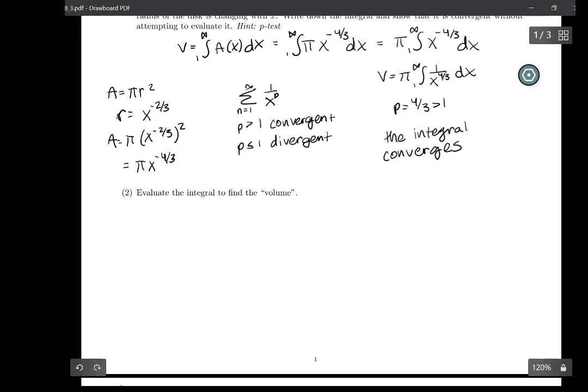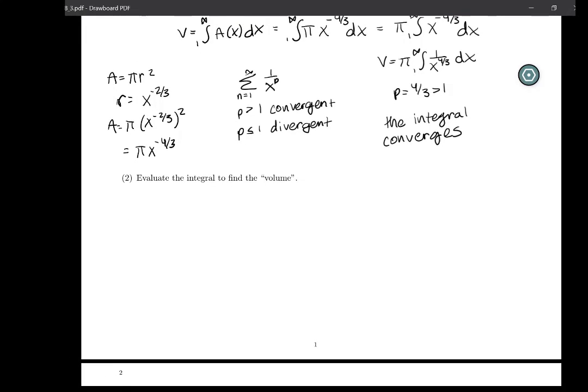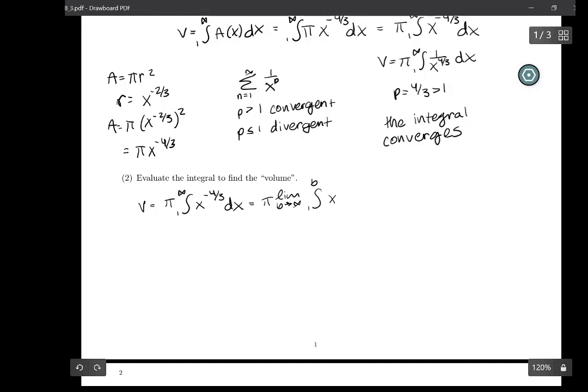So the second part of the worksheet wants us to evaluate our integral and find the volume. So we're evaluating the one we just wrote, x to the negative 4/3 dx. This is an improper integral, so I need to write it as a limit. The pi doesn't affect the limit either, so I'm going to go ahead and also pull that out to the front. Now we're going 1 to b, x to the negative 4/3 dx. So that is just power rule.